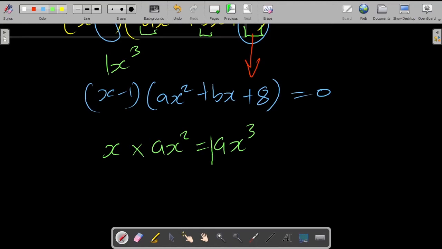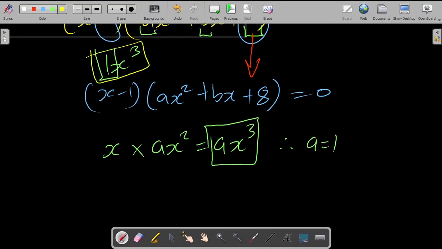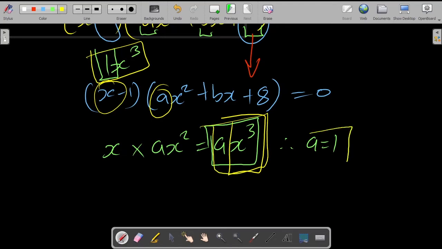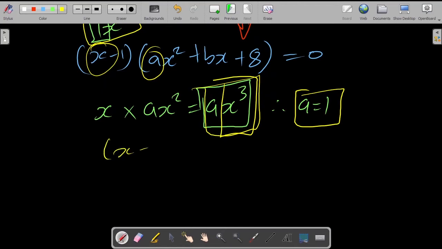Now, since we now have ax cubed and the original has a coefficient of 1, you can just basically look at this and conclude that a just has to be 1, because the original equation has a coefficient of 1, and the multiplication that will lead to that x cubed is of this form. It's ax cubed, so a just has to be 1, so that is out of the way. And now we can just add that into our equation. So we basically have this.